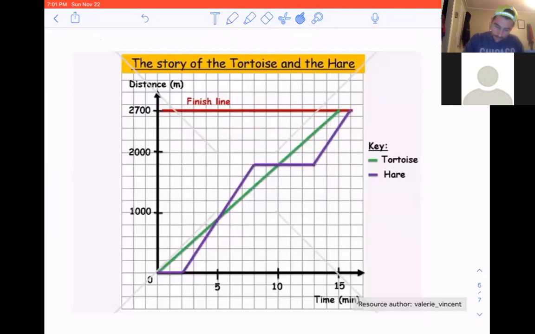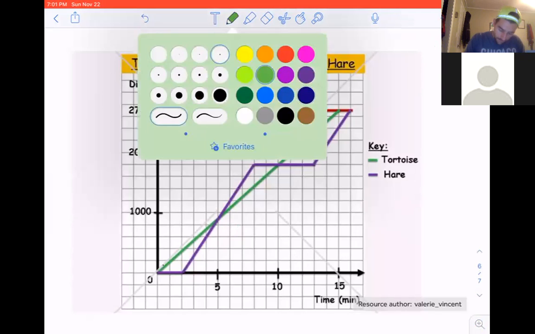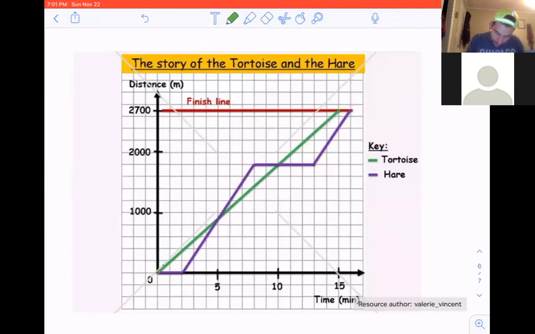You're seeing the tortoise, this green line right here. The tortoise left on time, and at the end they traveled 2,700 meters. That's about 1 3/4 mile. It's a pretty good race. You can see at the 5-minute mark, it looks like the tortoise has traveled about 900 meters. At the 10-minute mark, about 1,800 meters. And then by the end, they've traveled a grand total of 2,700 meters.